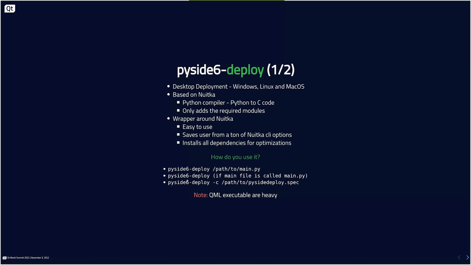Another way to run it is using the -c option pointing to a config file. This config file is created the first time that you run the PySide deploy tool inside the application directory. This config file is used to control many different options, like which Python to use, or where you want to produce the executable, and so on. At the moment, the QML executables are slightly heavy, but this will be rectified in the next release.